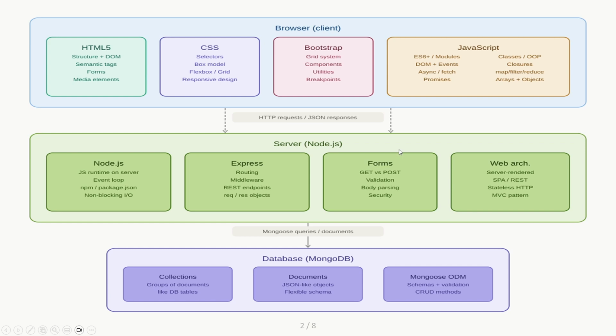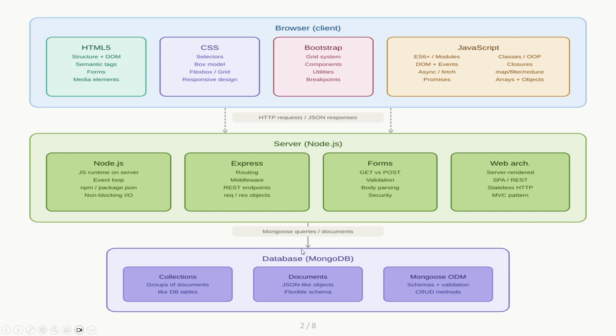Forms are how users send data to the server. So you have GET for fetching, POST for submitting. And then the web architecture is the big picture question. So how is the app structured? Is it server rendered? Does it use REST APIs? Is it a single page app, and so on? So this ties everything together.